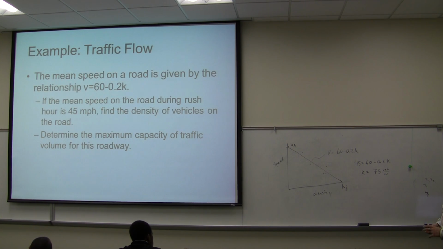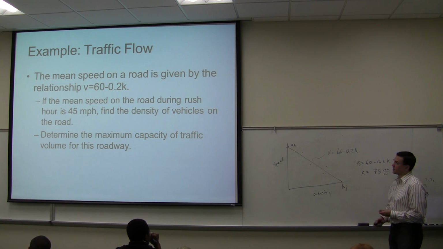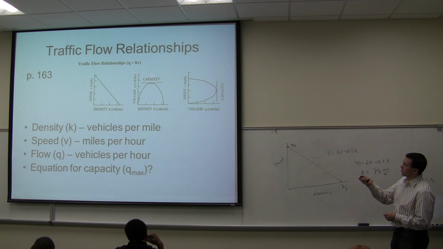If we were given enough information to solve for an actual flow rate, we can take that speed and the current flow rate and calculate what that density is using this relationship.